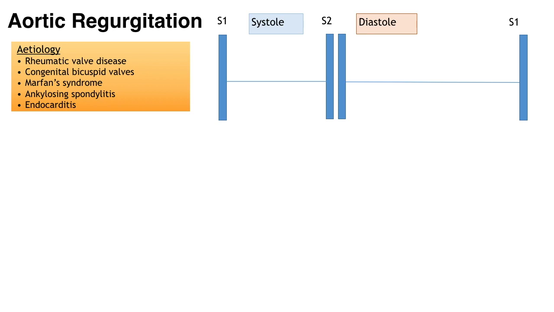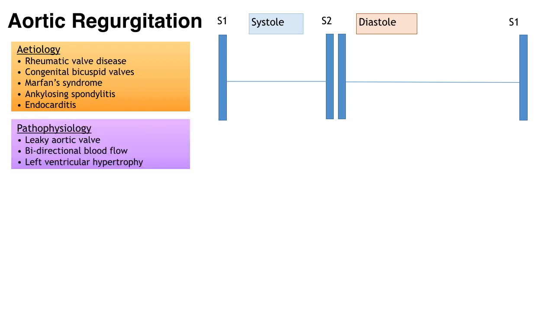And this is unlike the stenotic valvular disease, which takes many years to occur. So some of the causes are rheumatic valvular disease, and this is the most common in developing countries, congenital bicuspid valves, aortic root dilation, which occurs in Marfan syndrome and ankylosing spondylitis, and then endocarditis can cause rupture of the valve leaflets. Now, in terms of its pathophysiology, like I've said, it can occur acutely or chronically.